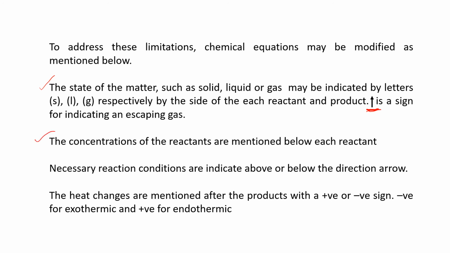The concentration of the reactants are mentioned below each reactant. Necessary conditions are indicated above or below the direction arrow. The heat changes are mentioned after the products with a positive or a negative sign. Negative sign is for exothermic and positive for endothermic. These are the modifications done in chemical equations.